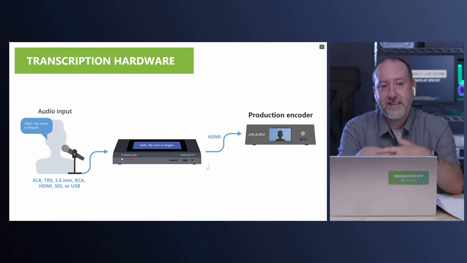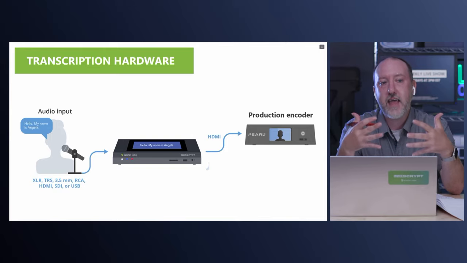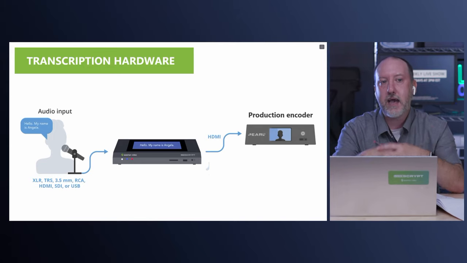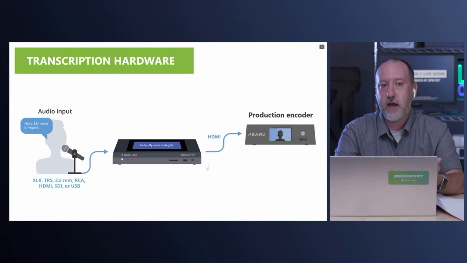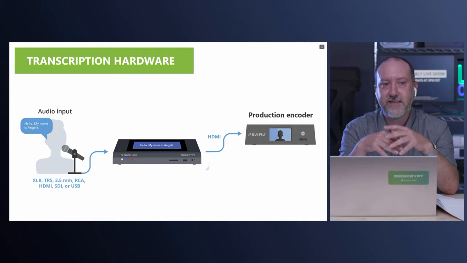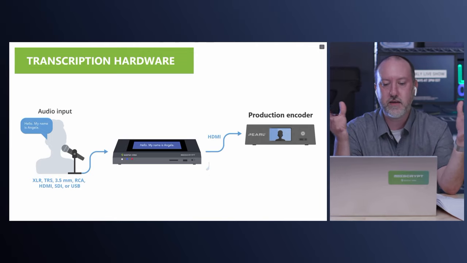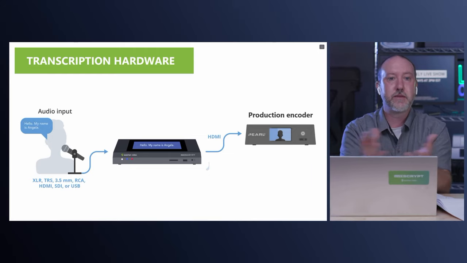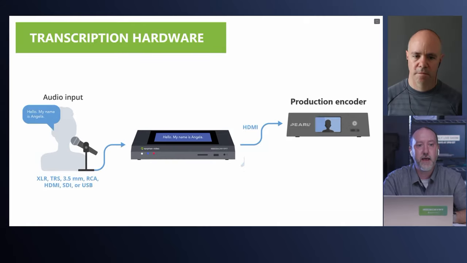Right. Once it gets the audio, it will send that out to the cloud to get transcribed, and then it comes back and we display the transcription as a full screen transcription view. So this is something that would show up on a TV or a monitor. The HDMI output from the LiveScrypt unit would go into that TV and it would be full screen. You'd be able to see all of the transcriptions as they're going on.